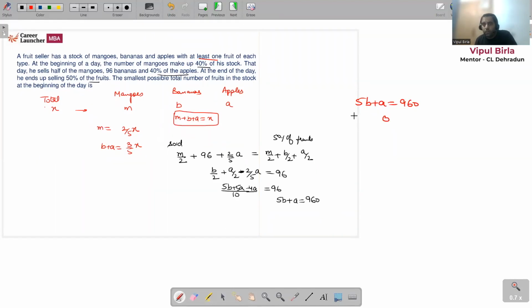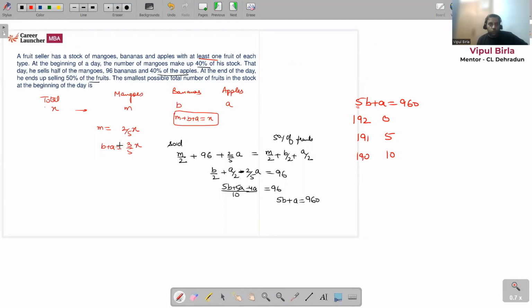but 5 ones are 5, 5 nines are 45, 192 and 0. Okay, I know at least one fruit, therefore a cannot be 0. The next possible value for a will be 5, and in that case, b will reduce by 1, which is 195. And similarly, we can move forward for 10 and 190 and so on and so forth.